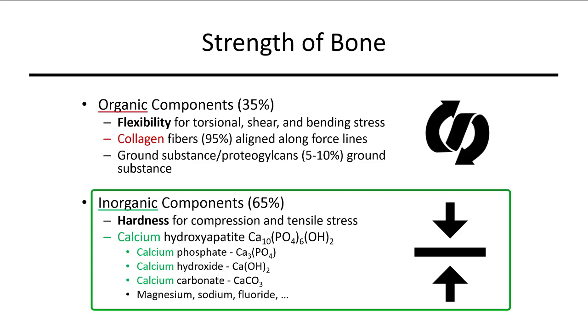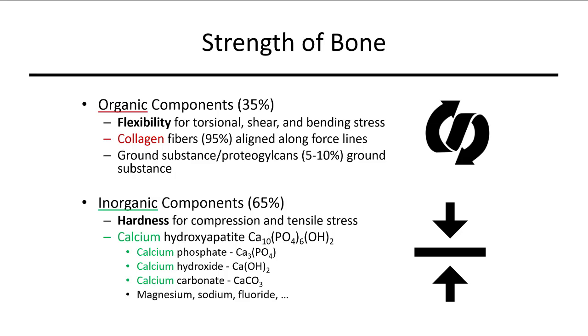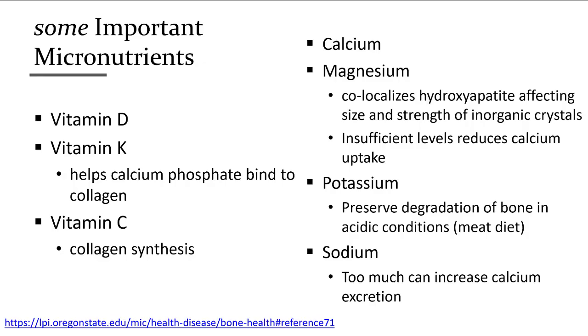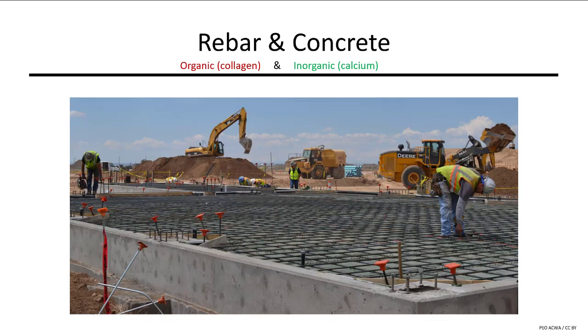Thus, the organic components allow for bones to be flexible and withstand strain, while the inorganic components provide the hardness of bone to handle the weight. Some important micronutrients that make up bone are vitamin K, vitamin D, vitamin C, calcium, magnesium, potassium, and sodium. When people think of bone minerals, they can't get past the calcium. But in order to have healthy bones, you have to have a balance of all of these in addition to others, not just calcium.